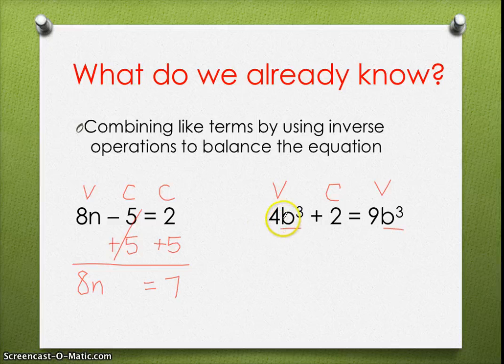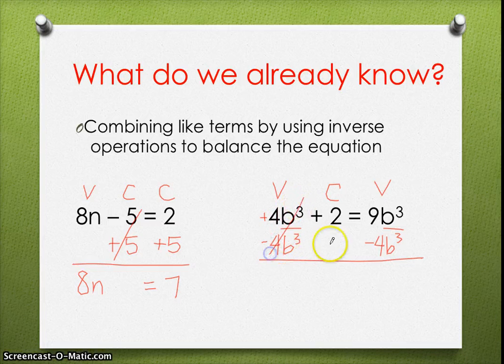So let's take a look at bringing this 4b cubed over to the right side. We notice that there is no sign in front of that 4, so we're going to assume it's positive. If it's a positive 4b cubed, in order to get rid of it, we have to look at its inverse, negative 4b cubed. Since we are subtracting that 4b cubed on the left side, we also want to do it on the right side to balance that equation. So a positive 4b cubed and a negative 4b cubed cancel out to a 0. The constant stays there because nothing is happening to it and we're not combining it with other constants.